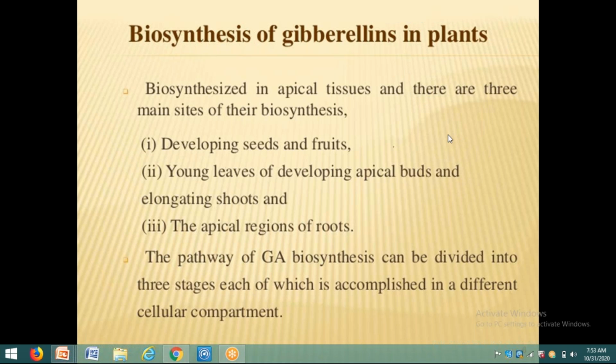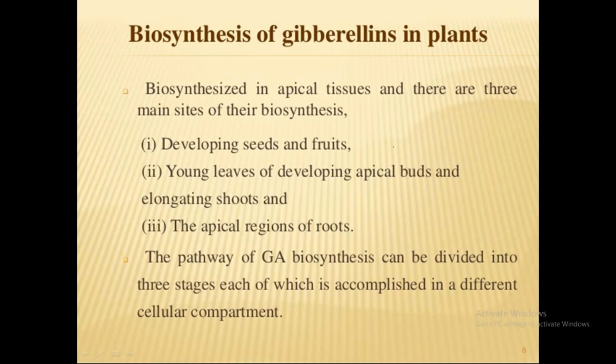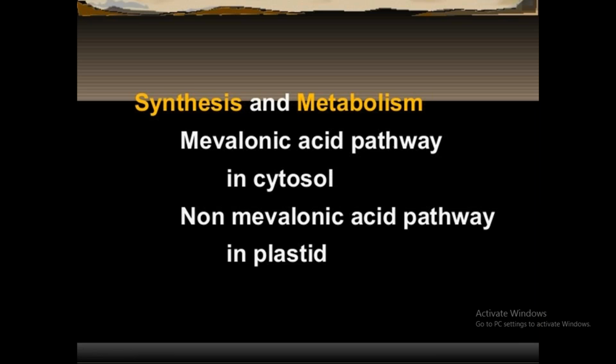Malonic and mevalonic are different pathways. Mevalonic is mainly used in the synthesis of gibberellic acid. Malonic acid pathway is mainly used in the synthesis of terpenes. When we study the secondary metabolites, at that time you will come to know the shikimic acid pathway, malonic acid pathway, mevalonic acid pathway. There is a difference between these pathways. Okay, I hope synthesis is clear to all the participants.